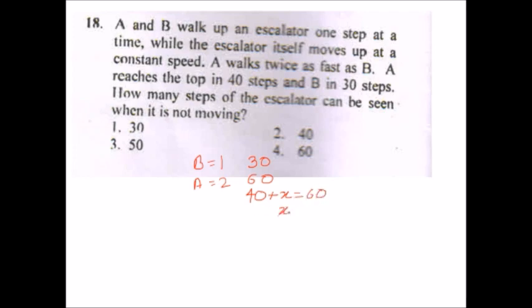It means the x steps are those of the escalator, which is 20. So the steps of the escalator when it is not moving, we will see as 40 plus x equals 60. So the answer will be 60.